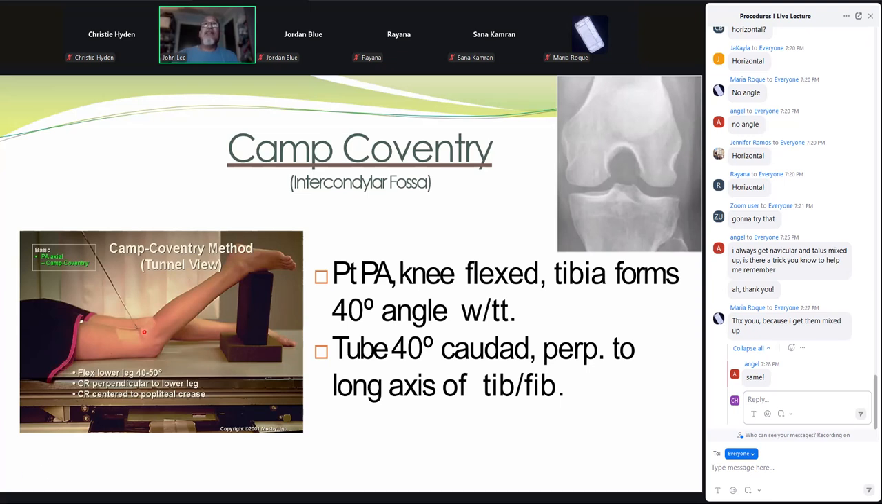Center to the popliteal crease. So the CR will enter the popliteal crease, and it should exit the intercondylar fossa. So nice view. We've minimized OID with this one.